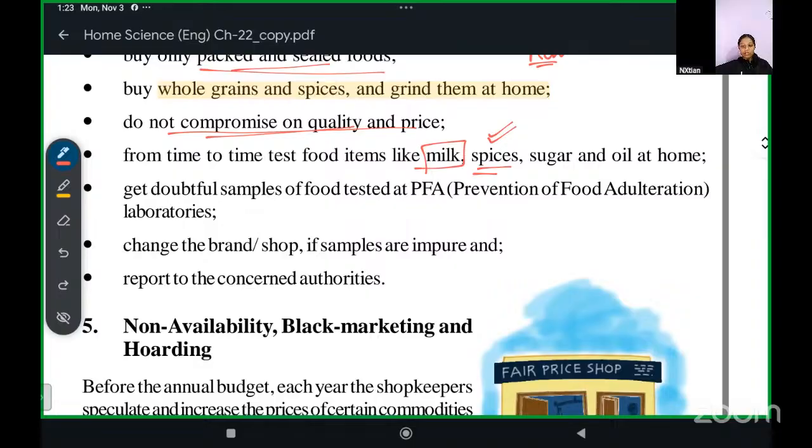This may be a little out of reach for you, but it is like getting samples to the Prevention of Food Adulteration laboratories and checking them out. Change the brand or shop if your samples are impure. Some shops have samples for you to check out. If you find that they are impure, you change the brand or the shop and report to the concerned authorities.